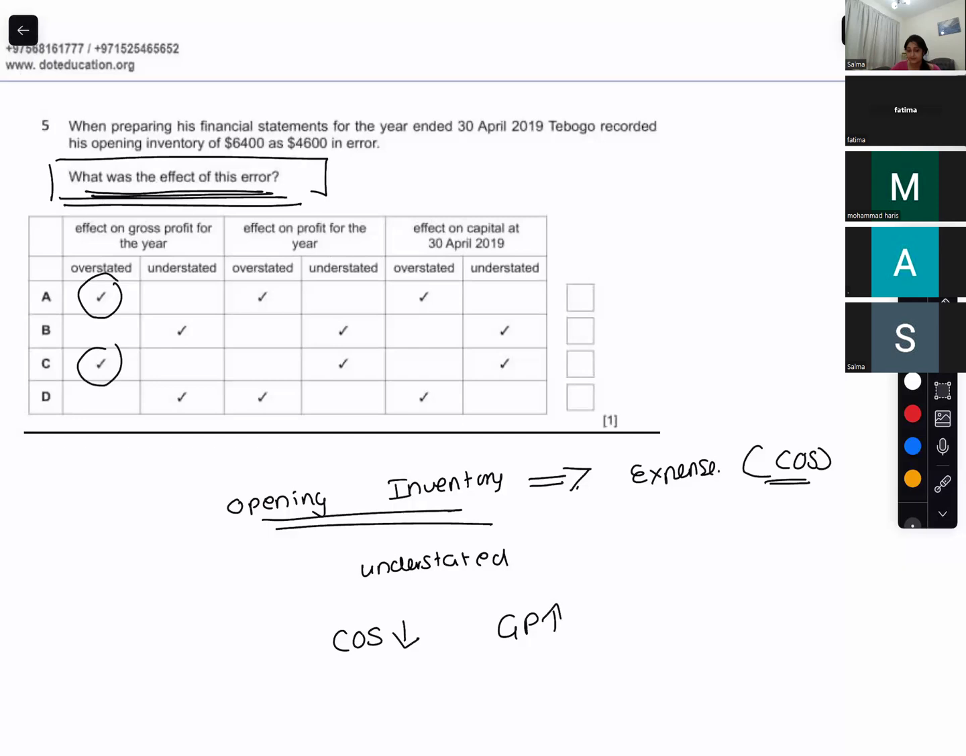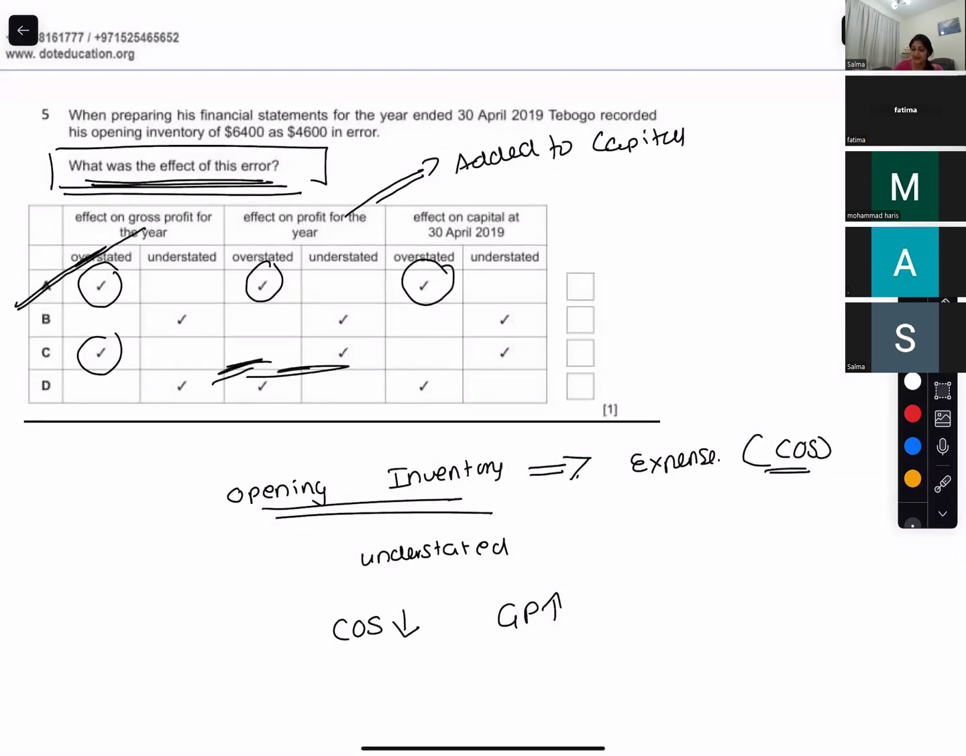If it's overstated, so the profits will also be overstated, right? Okay. And if the profit is overstated, profit is added to capital. So capital is also overstated. So it's option A. However, when I go to the second part, I already declared that it is option A. I don't need to know the third part.